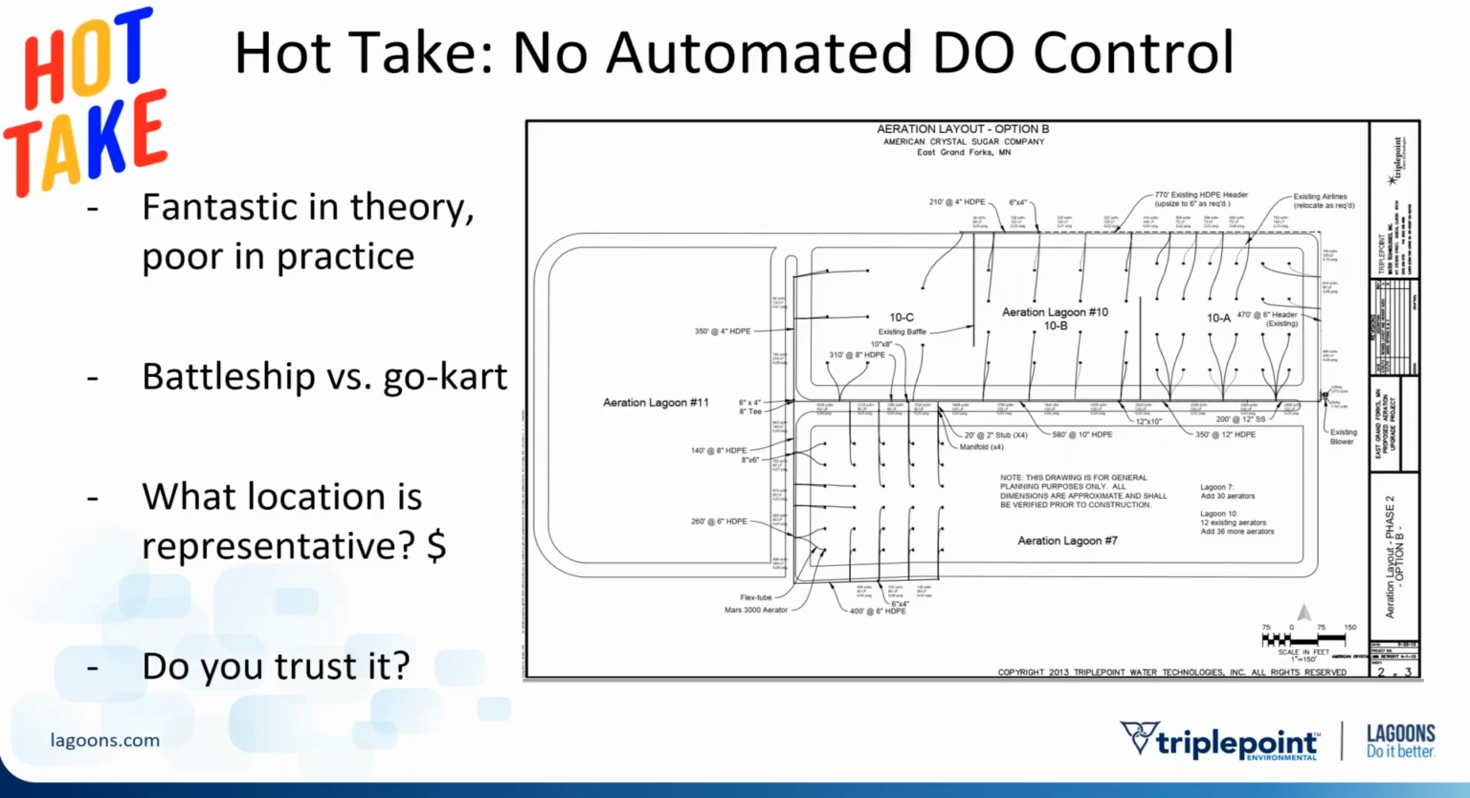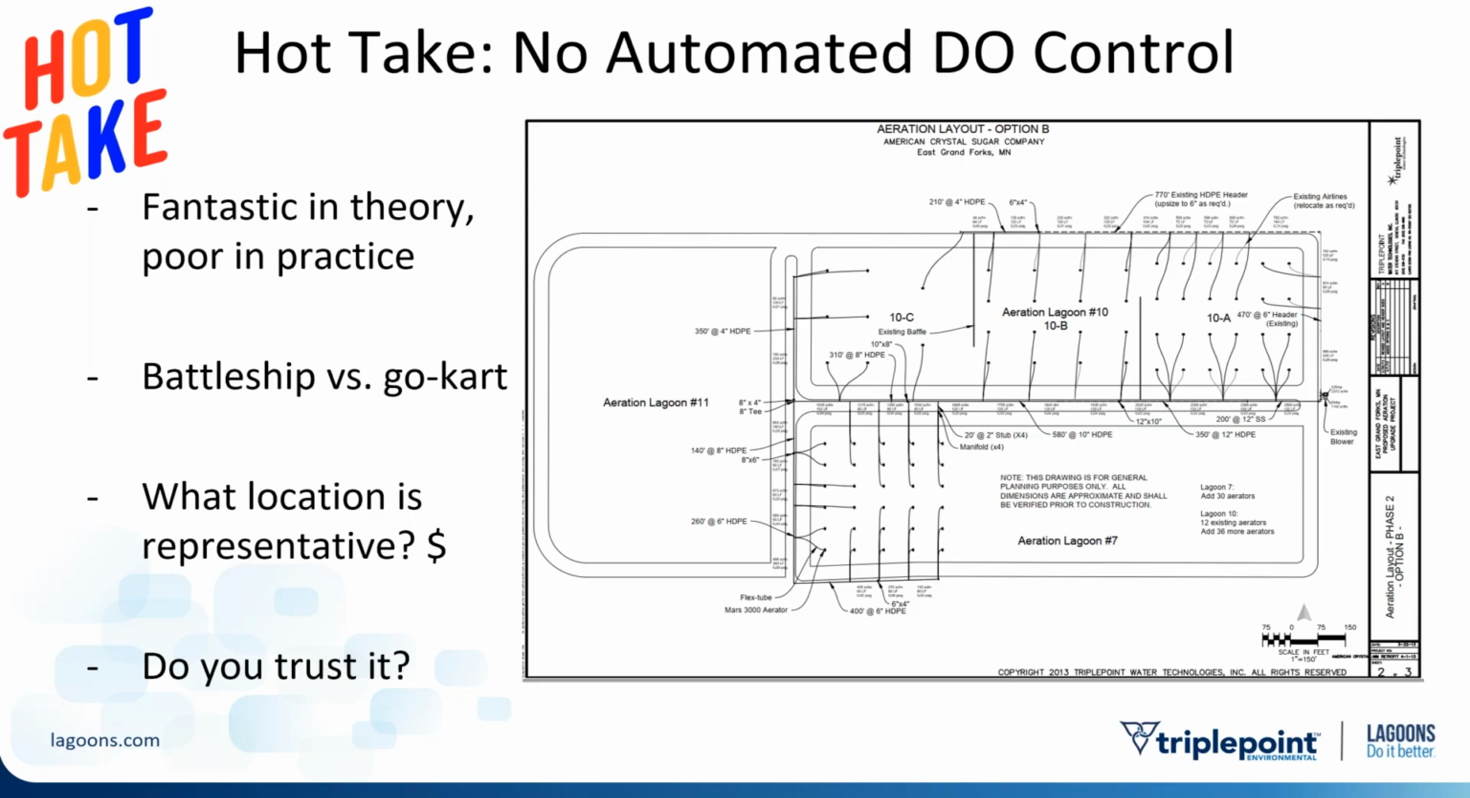And here's a bit of a hot take from me. Everyone thinks, oh, it's energy efficiency, let's do automated DO control. I don't like it. I think it's fantastic in theory. I think it's poor in practice. First of all, this is a lagoon system. It's a battleship. It's not a tiny little aeration cell, an activated sludge plant. Changing the DO doesn't happen over the course of 5 minutes. It happens over the course of 5 hours or a day. So you can't really fine tune an entire lagoon.